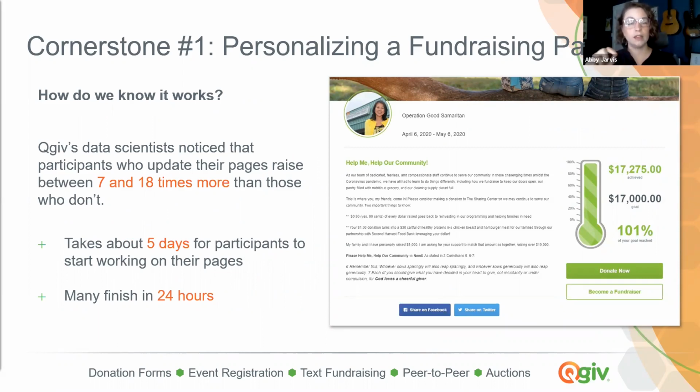So we noticed that participants who actually update their page, and when we say updating your page, I mean adding some content to their personal fundraising page, updating their avatar, and really just putting their own personal touch on the fundraising page, raised between 7 and 18% more than the people who don't do that. So, it's a pretty significant impact on revenue. So we really want to encourage participants to do this.